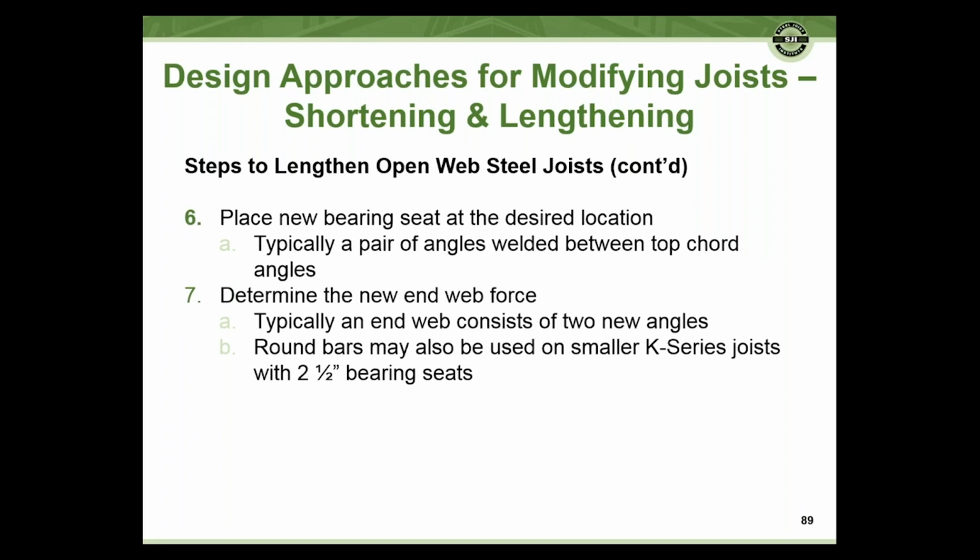Again, we're going to have to add a new bearing seat at the end of our lengthened joist. Typically, that's a pair of angles, again, welded outside or inside. If it's a K-series joist, those seats have got to be 2.5 inches deep. And again, we're going to add new end webs, double angles or round bars for those new end webs.